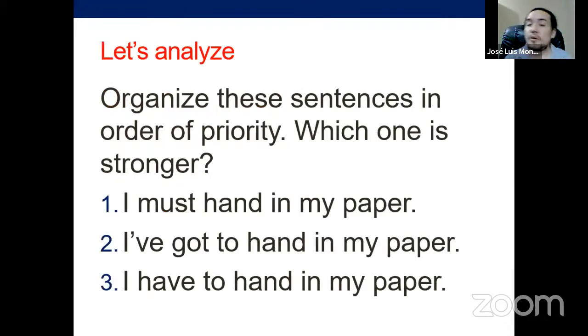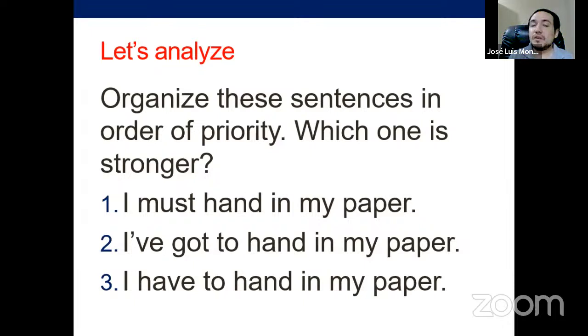So we know what models are. If we have to organize these 3 ideas, some people will change them, but actually here they are in the correct order. Must is the strongest, I've got to is in the middle, and have to is not as strong as the other two. So that's the correct order, going from number 3 being the least strong of these 3, and number 1 being the strongest.